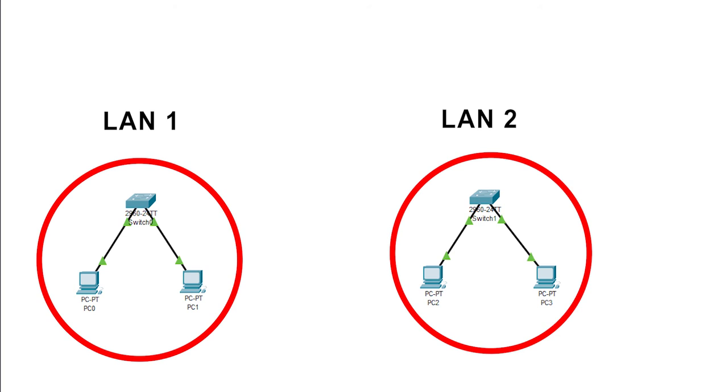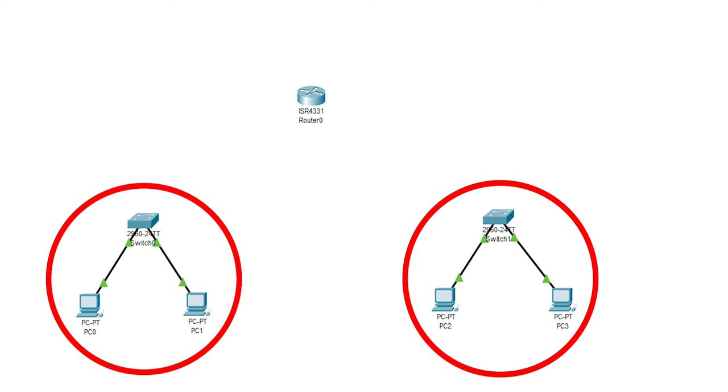In the previous lesson we learned how to connect end devices through a switch. We identify those networks as a LAN, local area network. When we need to connect two LANs we need to connect them through a router. Then it becomes a WAN.